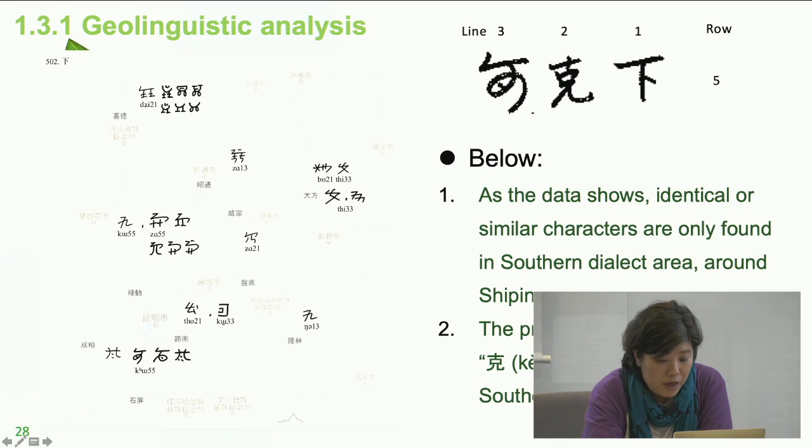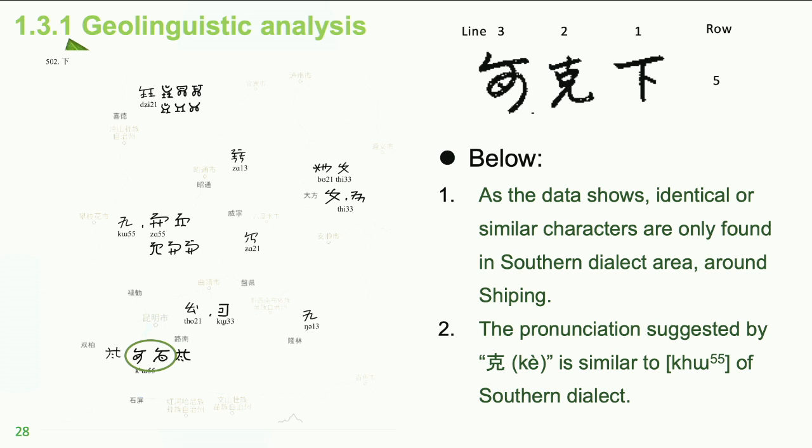And here's another character which seems to signify below. As the data shows, identical or similar characters are only found in the southern dialect area around Shiping. The pronunciation suggested by ke is similar to ke of southern dialect.